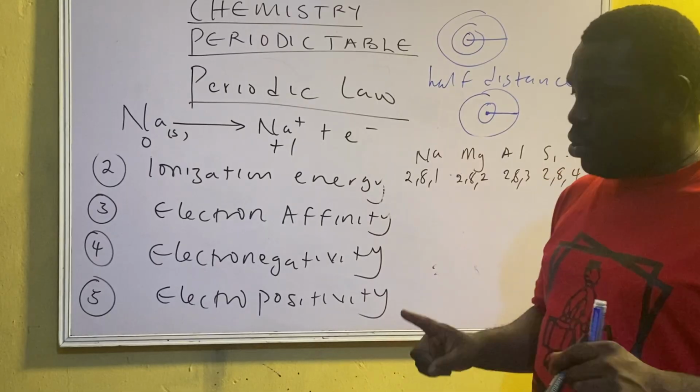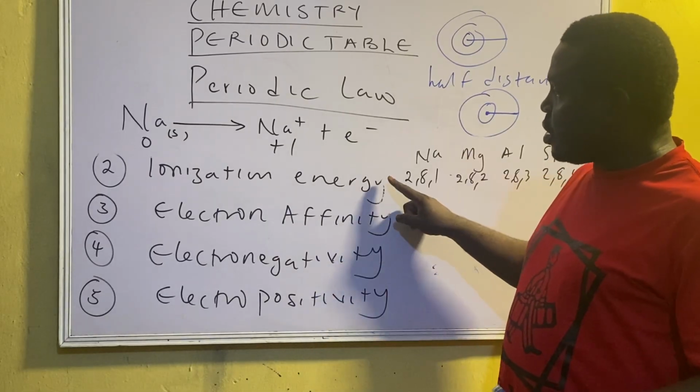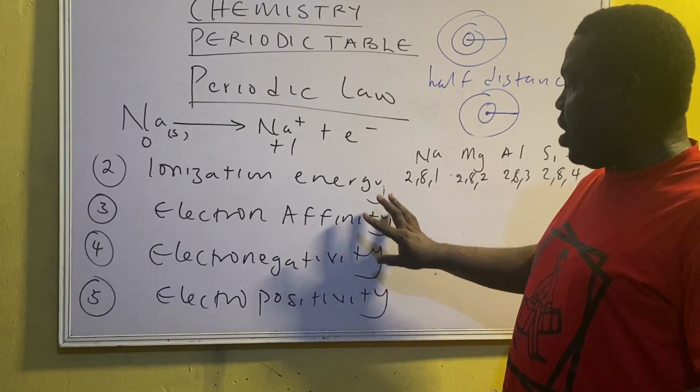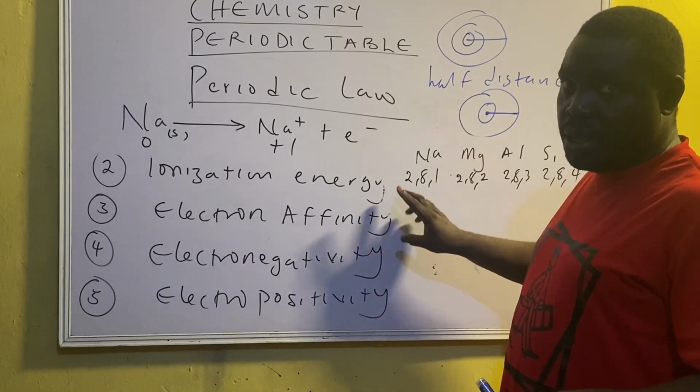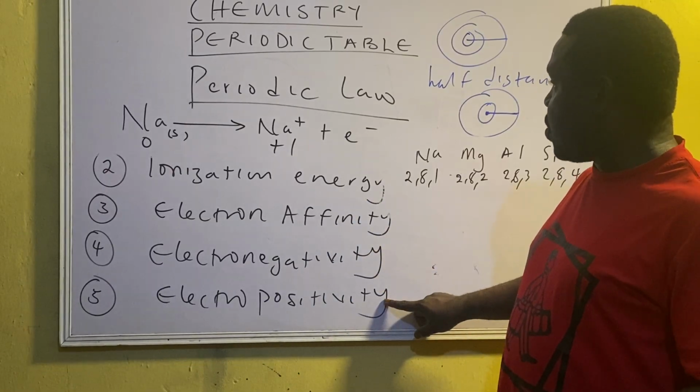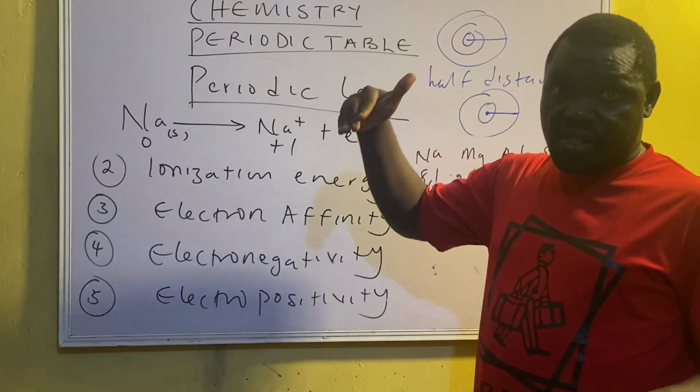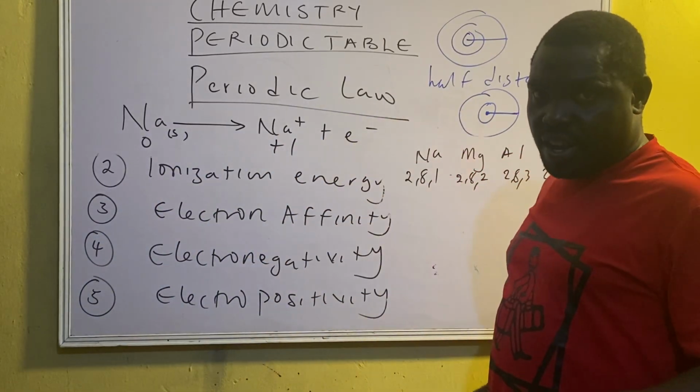But before I go, note this quickly, that this and this increase across the period, but decrease down the group. This and the first two that I explained increase down the group, but decrease across the period.